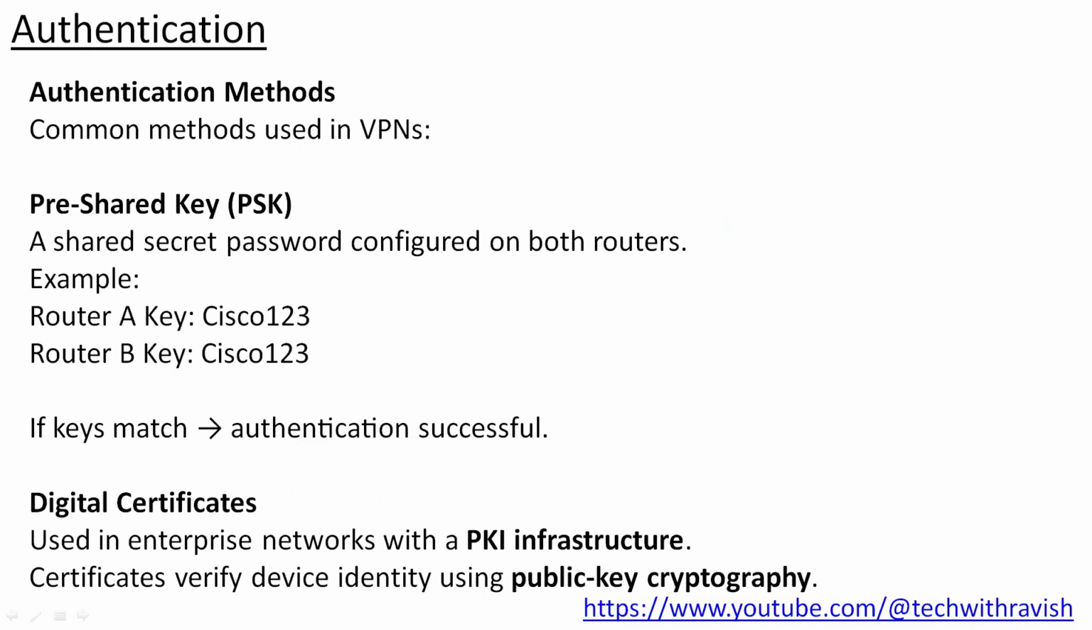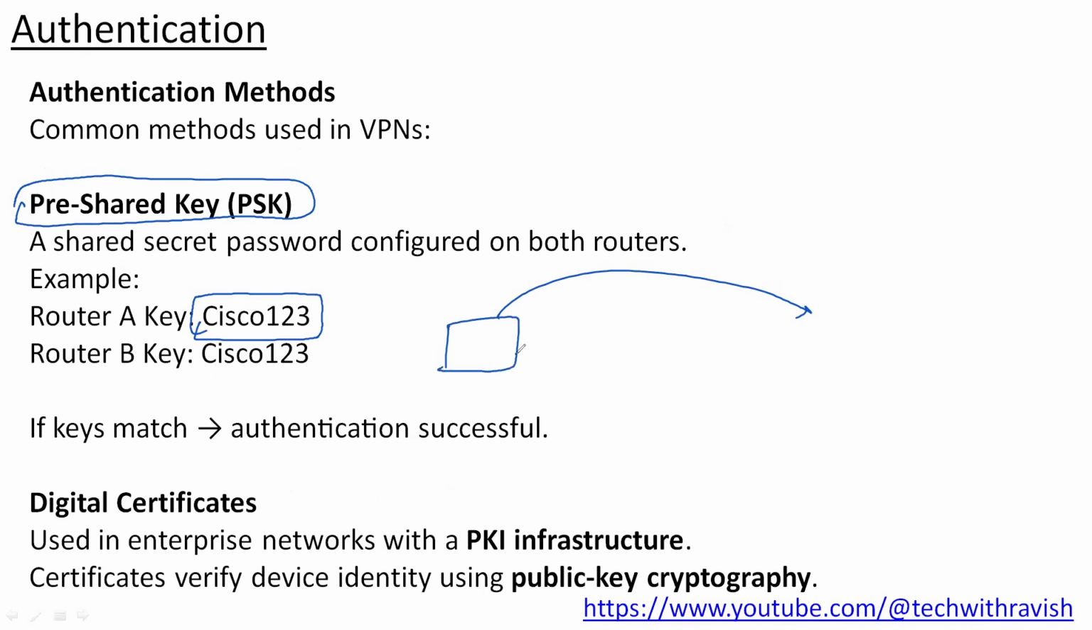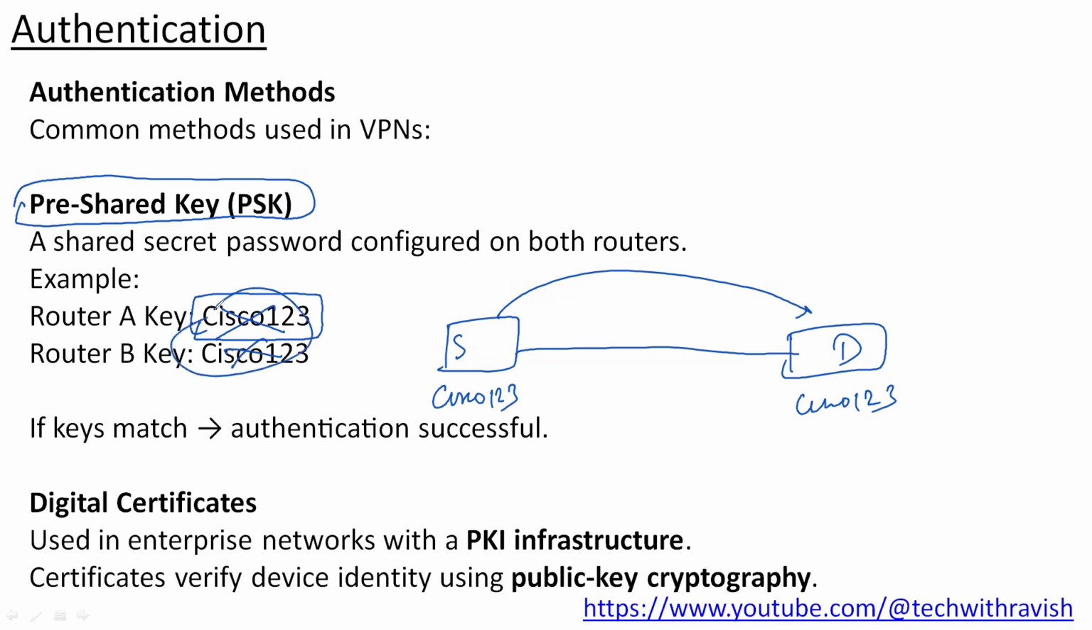How does it work? Basically, we will forward the pre-shared key, PSK. Example, Cisco 123. This is a password-type key that will be used by the source as well as the destination before generating the tunnel. So this is my source, this is my destination, and the pre-shared key will be there, Cisco 123. Dear all, don't be confused. This is not the permanent key. It is just an example.